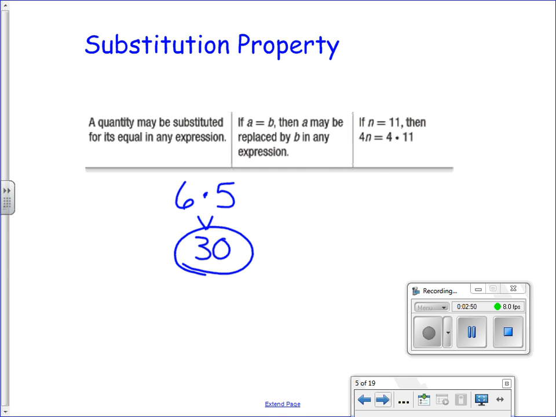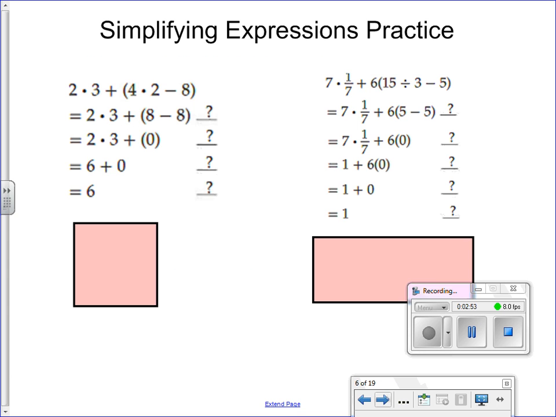So let's go ahead, and on the back of your notes, let's take a look at a couple of examples. We have this couple of expressions that we're trying to simplify. So the first one says 2 times 3 plus the quantity, 4 times 2 minus 8. 4 times 2 is changed to 8, and that's going to lead us straight to the substitution property. Then we're using 8 minus 8. 8 minus 8 is the inverse property of addition or additive inverse. It can be said either way.